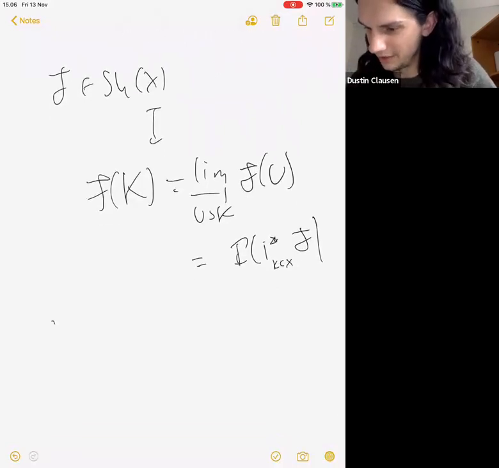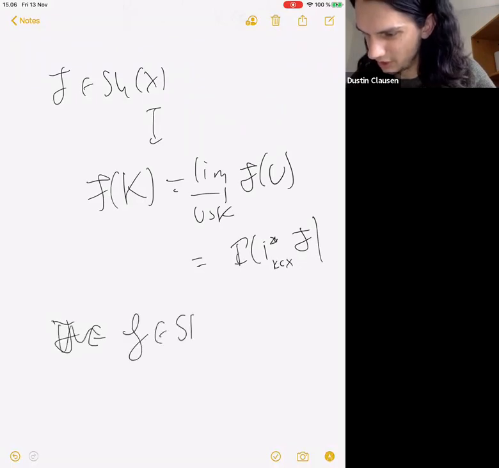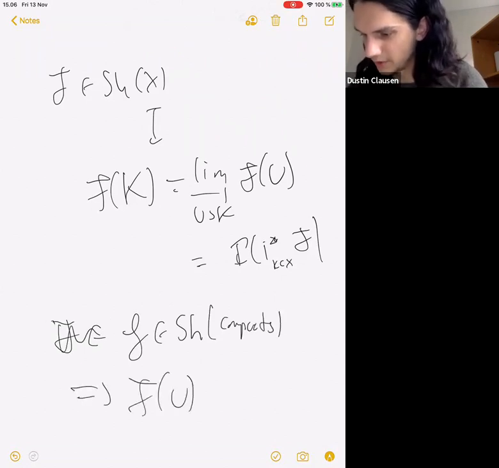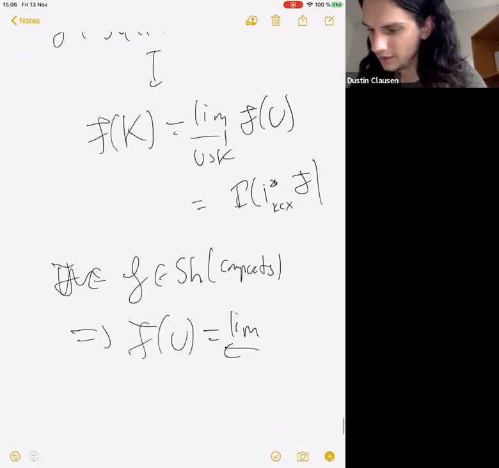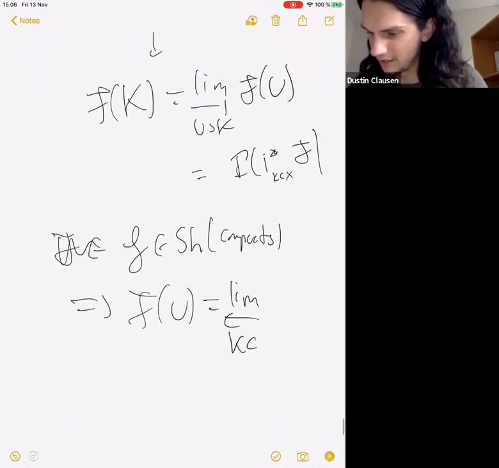And on the other hand, if you have an F, maybe I was calling it G, in sheaves on compacts, then you get F on an arbitrary open by taking an inverse limit over all growing compacts inside it.